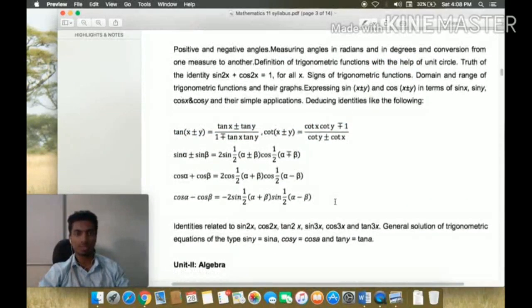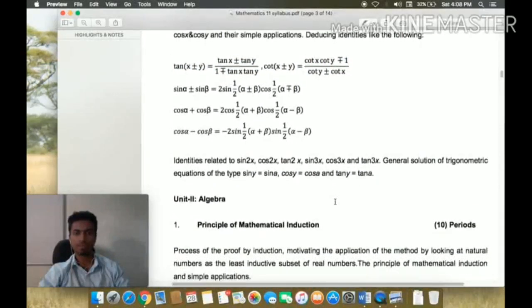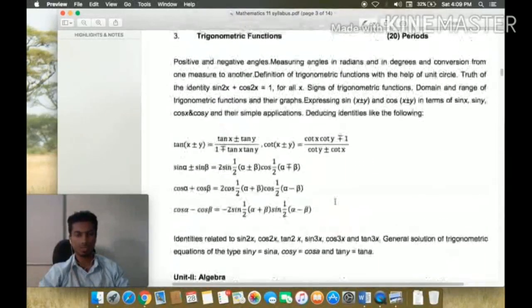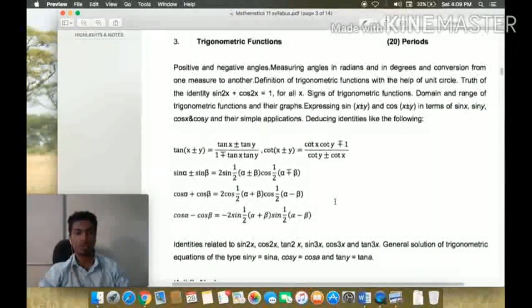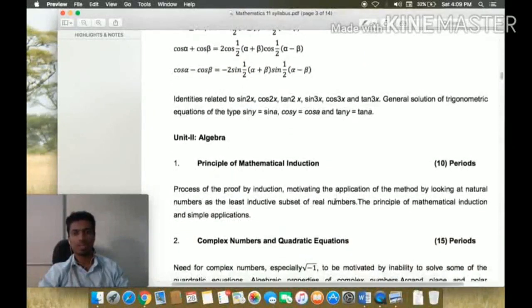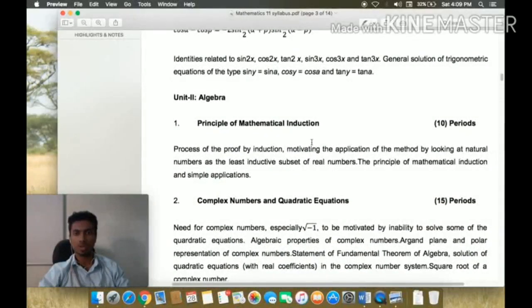Moving on to unit 2, we have a total of 6 chapters. First one is your mathematical induction. It's basically finding the proofs of, and verifying, all those formulas which I have studied till now and am going to study in future. So this was for your mathematical induction.